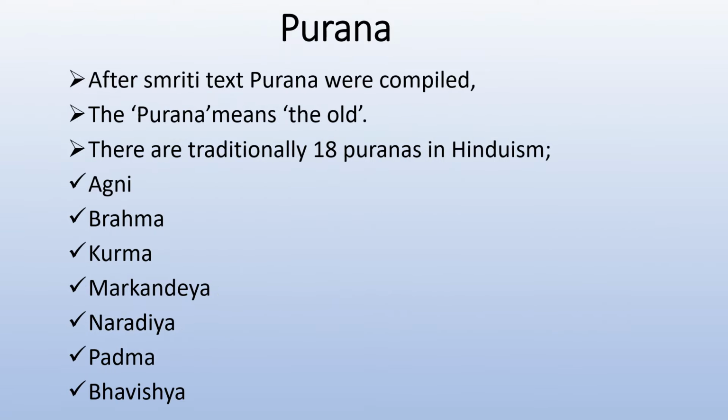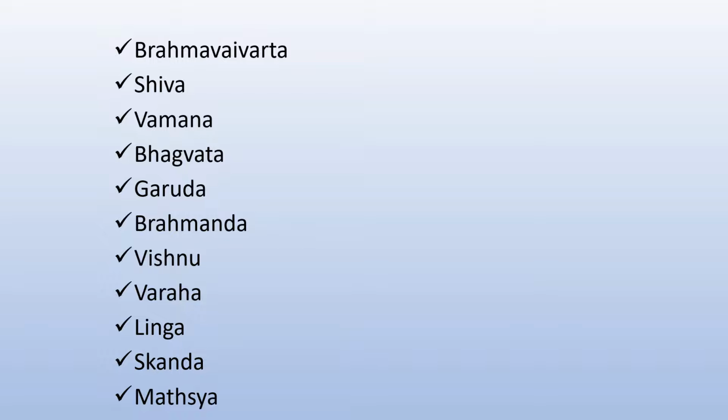After Smriti text, Puranas were compiled. The word Purana means the old. There are traditionally 18 Puranas in Hinduism. That is Agni, Brahma, Kurma, Markandeya, Naradiya, Padma, Bhavishya, Brahma Vaivarta, Shiva, Vamana, Bhagavata, Garuda, Brahmanda, Vishnu, Varaha, Linga, Skanda, and Matsya.